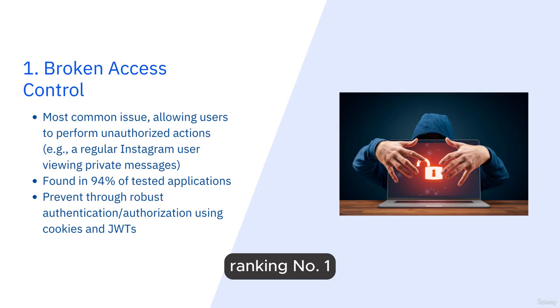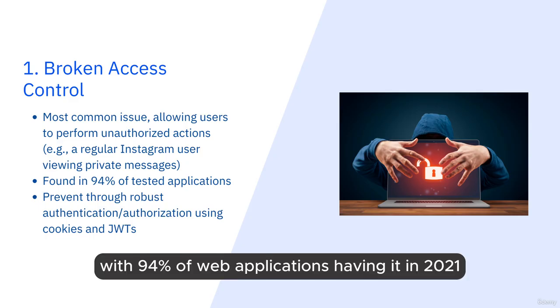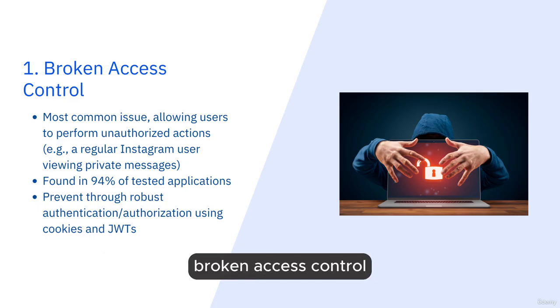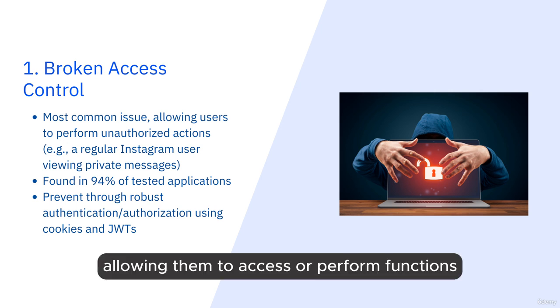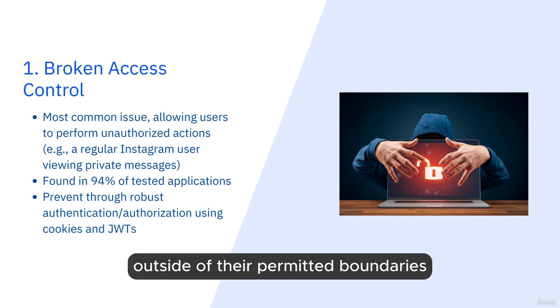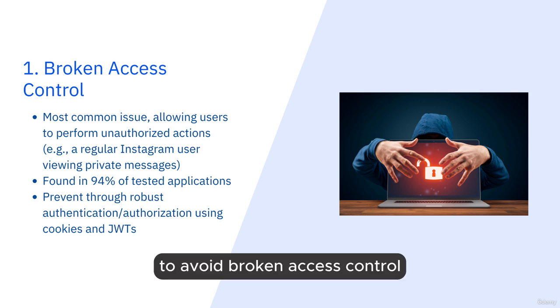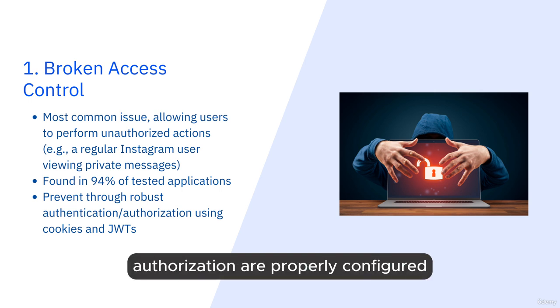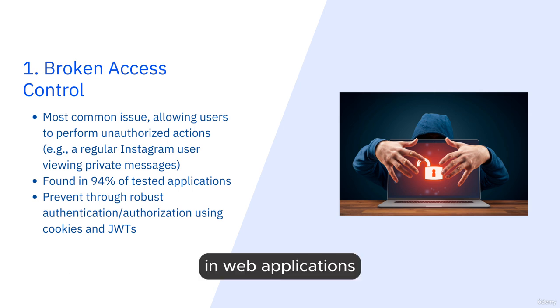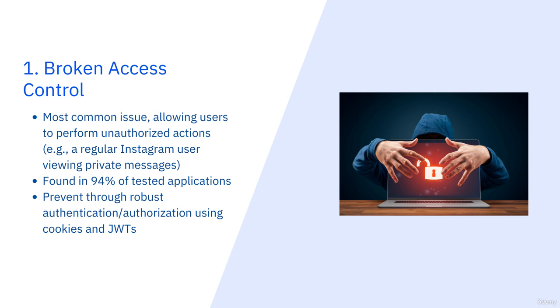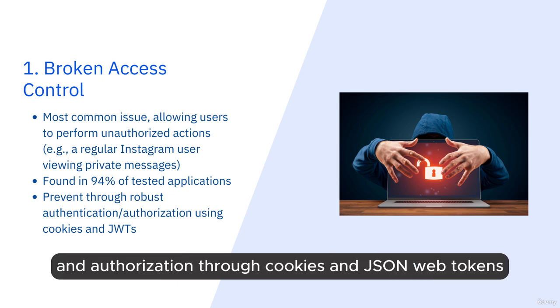Let's get started. Ranking number 1, with 94% of web applications having it in 2021, broken access control occurs when a system fails to properly restrict users' activities, allowing them to access or perform functions outside of their permitted boundaries. To avoid broken access control, ensure that authentication and authorization are properly configured and access controls are implemented consistently and tested throughout your application.